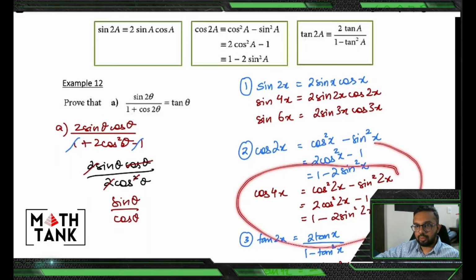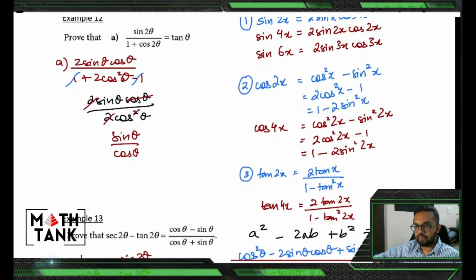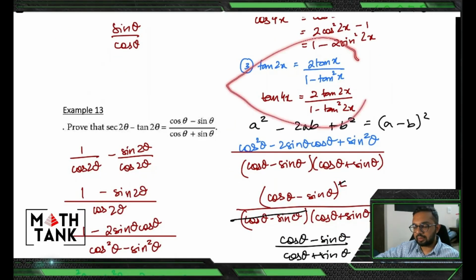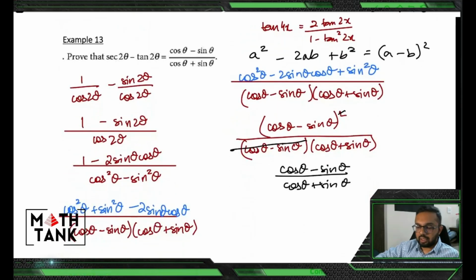Again, all of these also operate in multiples. I've done one for 4x, I've not done one for 6x, but that's generally true. Again, very important for integration and differentiation both. So remember these identities. So that's tan 2x and so on. I do a difficult question here. If you want to try this out, I would encourage you to do that.